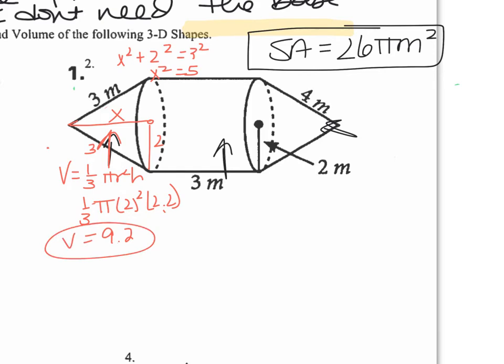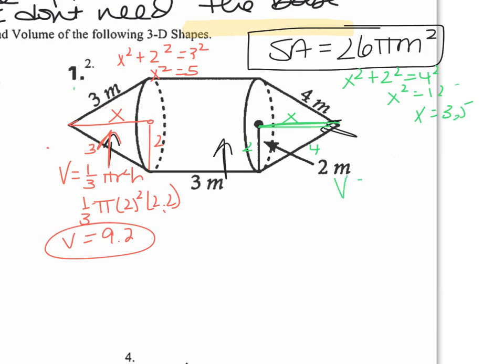All right, while I'm doing the volume, it's a little harder because I have to find the height. I'm going to go ahead and find the height here too. That's 2 and that's 4 and that's x. So I have x squared plus 2 squared equals 4 squared. So 16 minus 4 is 12. So I get 3.5 for x.